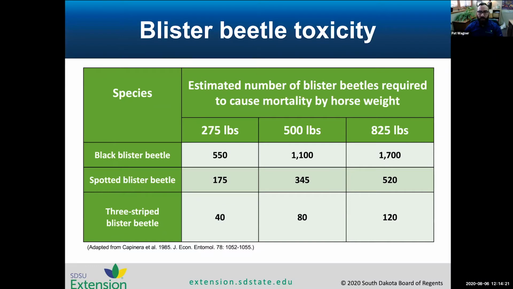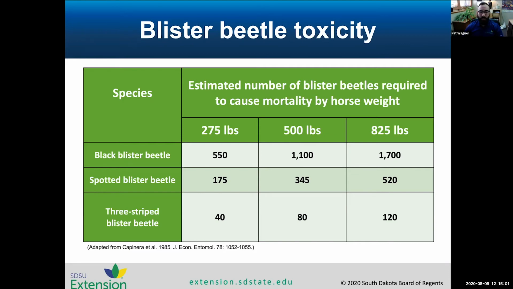So this table shows an example for horses. This is the estimated number of beetles required to cause mortality by horse weight. On the top we have the different weights, starting with maybe a small horse, and on the left we have some of the different beetles that were looked at in this study. For, say, a 500-pound horse, for black blister beetles, you'd need quite a few of these to cause mortality, 1,100 in this case.